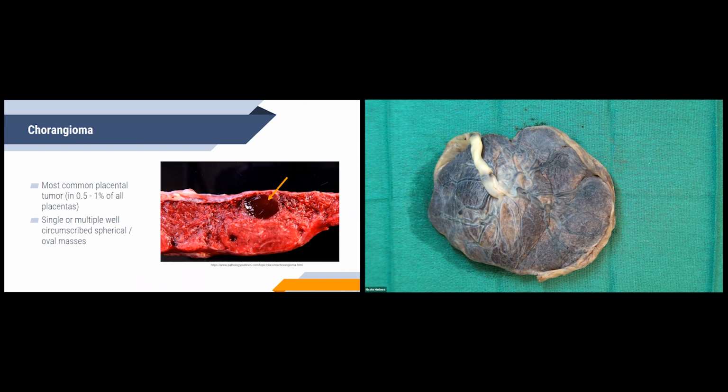And for gross appearance, it usually looks like single or multiple well-circumscribed spherical or ovoid masses. You can see that with the orange arrow there. This one looks very hemorrhagic and very well circumscribed, versus what we saw with the infarcts in the previous slide, which were a little bit more triangular or irregularly shaped.